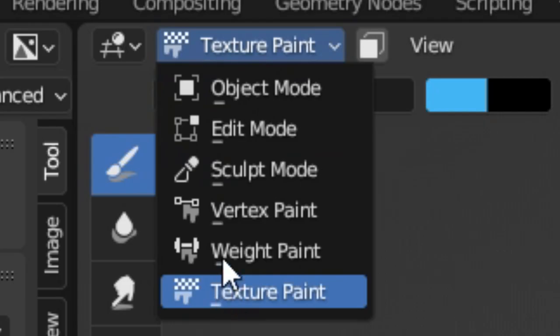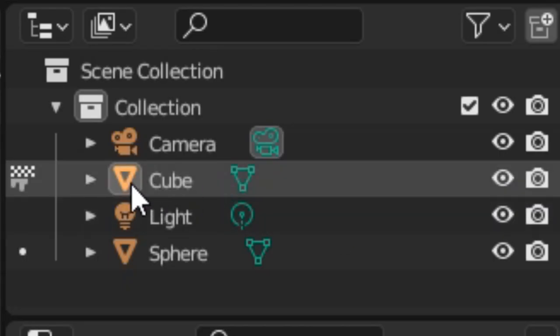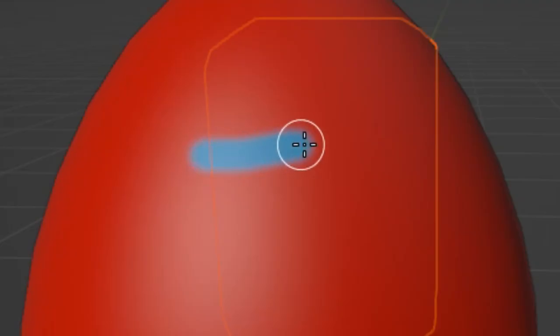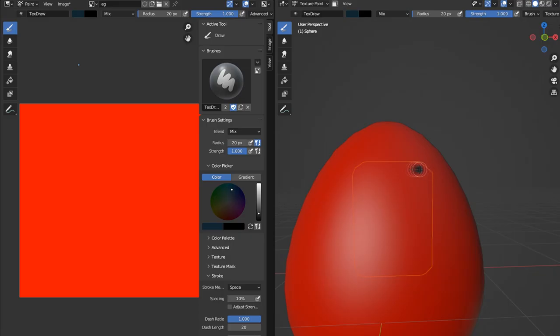I have texture paint, weight paint. Should I do that? No. Wait, what does it mean that the backpack has this square around it? Oh, wait. Now the egg, the sphere egg, has this square around it and this in front of it. I don't know what this means, but now it's allowing me to draw.